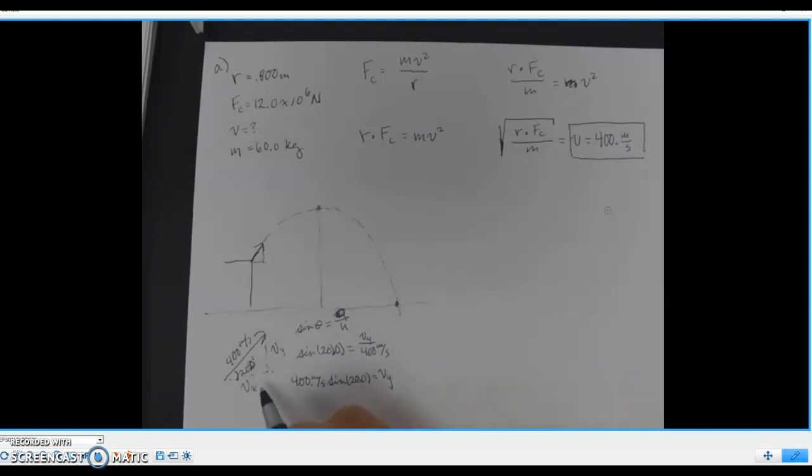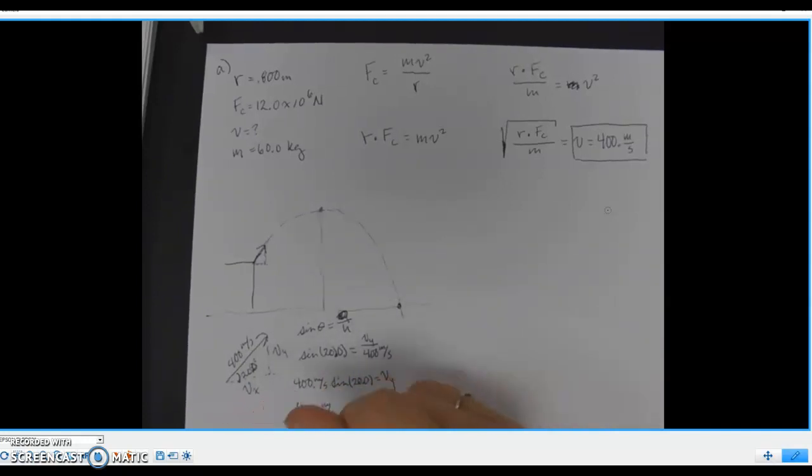Similar for velocity in the x, but instead of sine, we're going to use cosine because that is adjacent over hypotenuse. And what we end up with is 400 meters per second cosine of 20 gives us that velocity in the x direction. You may want to take a moment and plug in those numbers and get a final answer. I usually just leave it in that form and plug it in that way as I'm working through the problem. So let me show you what I mean.